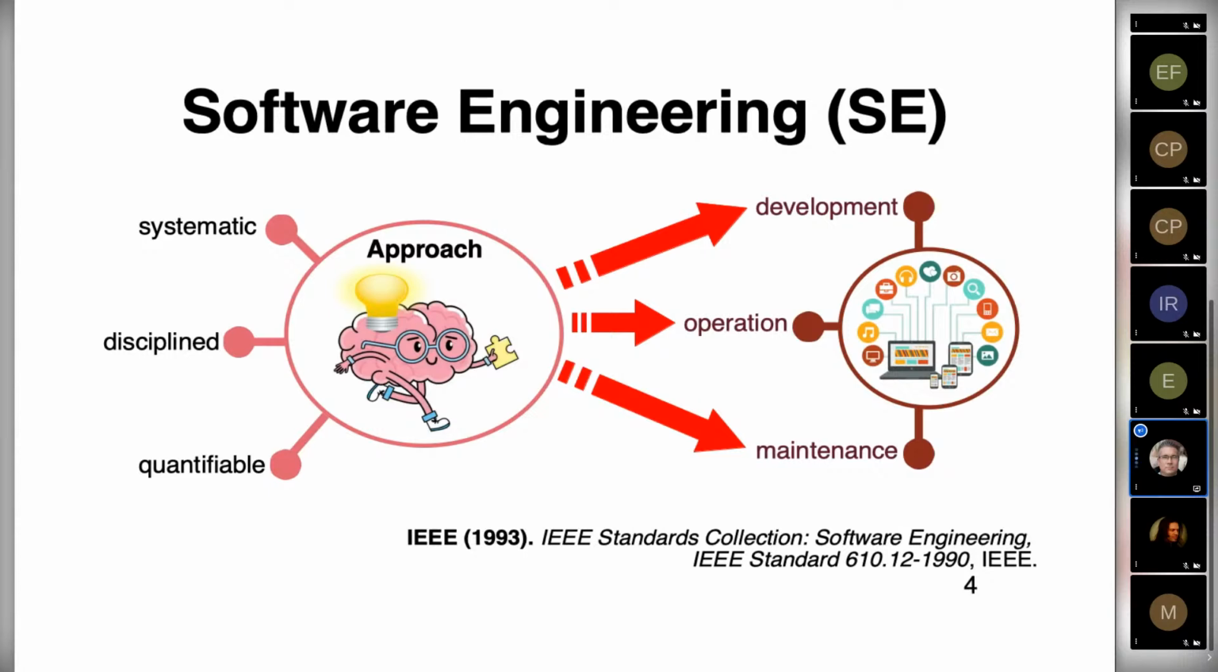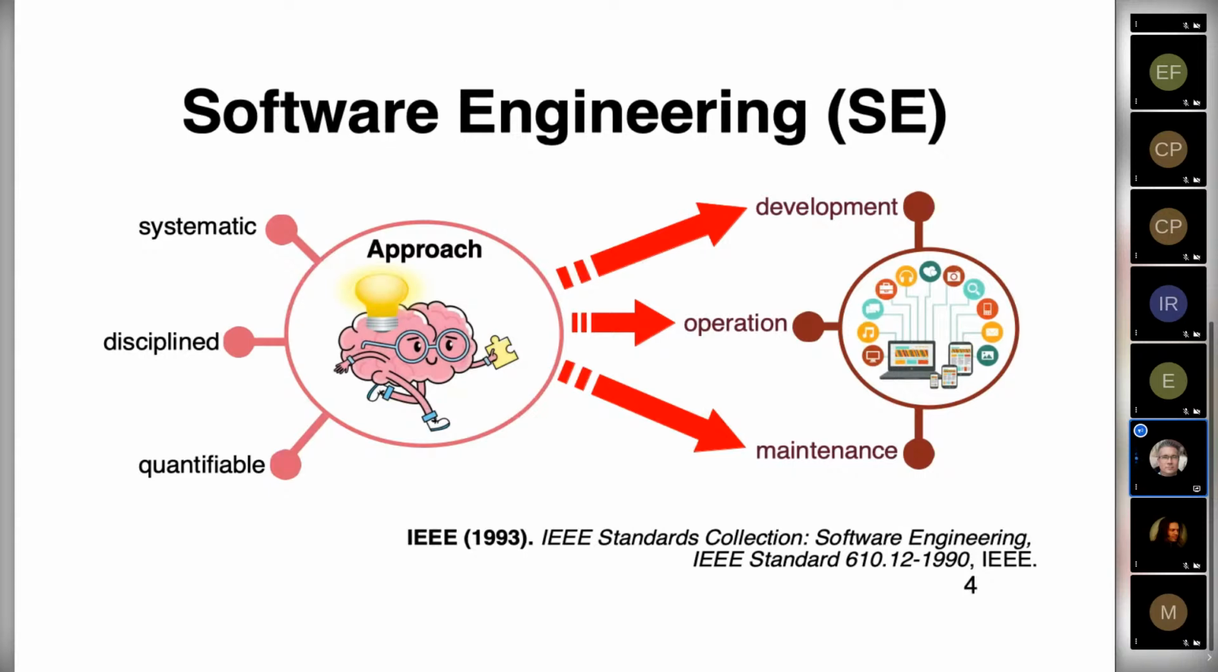And also you need to have information, statistics from the execution of this process in order to be able to improve the same process, the next iterations or the next times you do the same activities. It is a continuous improvement process where you need to really be systematic, disciplined, and quantifiable to really be able to impact development, operation, and maintenance.